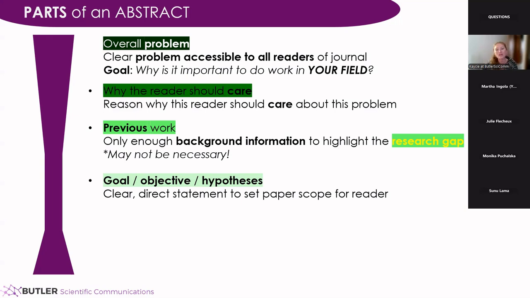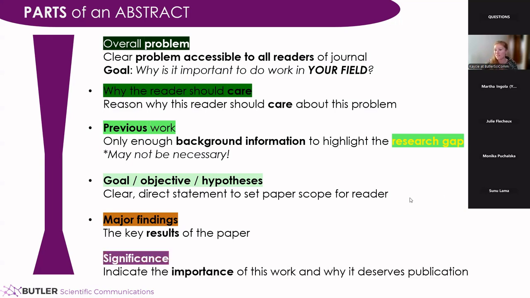Now, moving on, we have the section everybody is usually most familiar with in the abstract, the major findings or the key findings of the paper. This is the section that mostly resembles your results. And then finally, we are going to have a section on significance, a section that indicates to the reader the importance of your work and why it mattered to study this work and why this particular work and these findings you are presenting deserve to be published. So these here are the key parts of an abstract that we're going to look at.